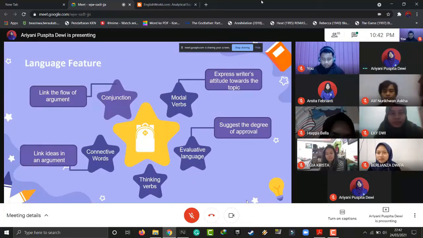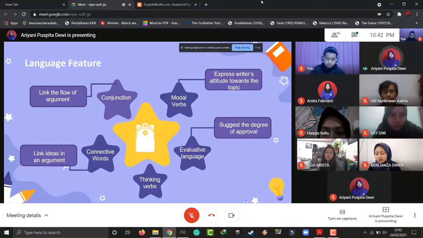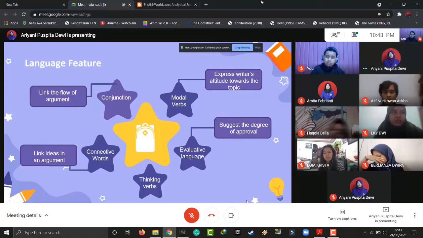Thanks, Bu Arsita. Now I will explain about the language features of the exposition text. As you can see in the slide, there are 5 parts of language features. The first part is conjunction. I think you already know what conjunction is from the previous meeting. Basically, conjunction is for connecting two arguments between two sentences in one paragraph.